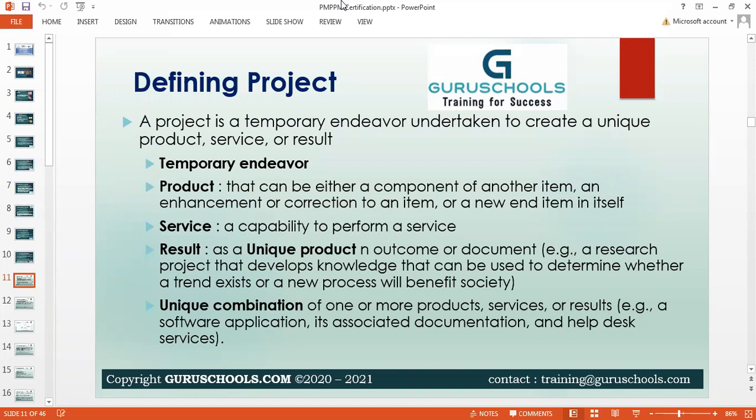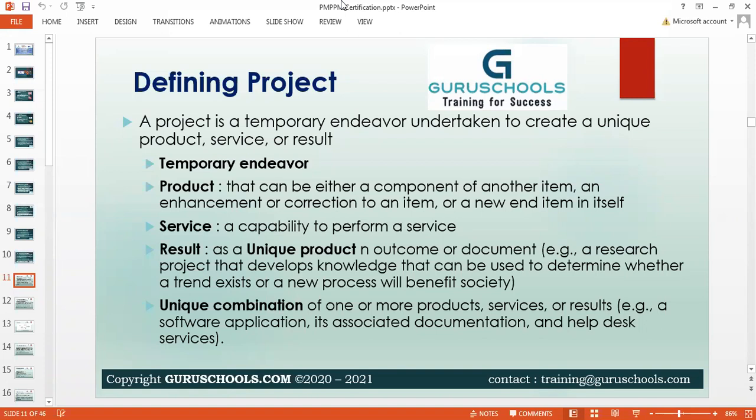So let's go ahead. Then we talked about a unique combination of one or more products, services, or results. For example, a software application. It's a permutation and combination of a programming language, right? It's also associated with documentation and help desk services. So we talked about a unique combination to set up an attendance enhancement management system. It can be a project, because it will have a software application developed and constructed, associated with some documentation.